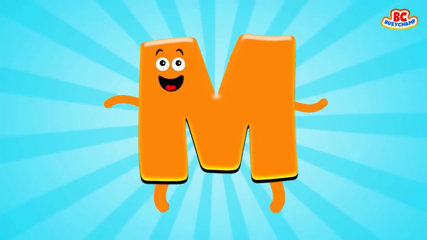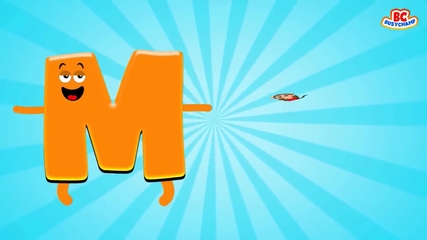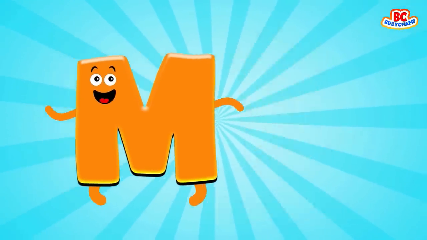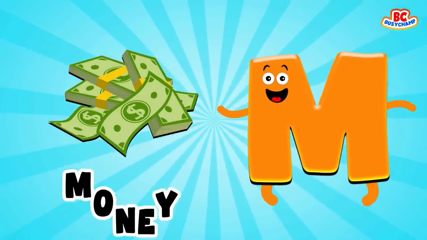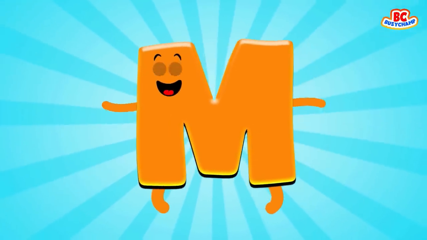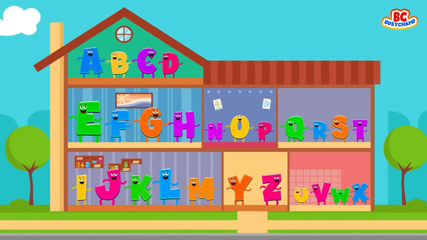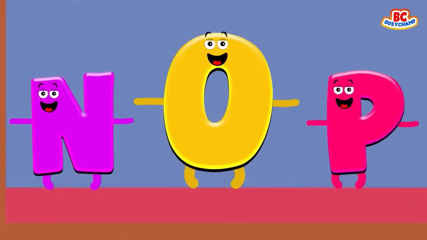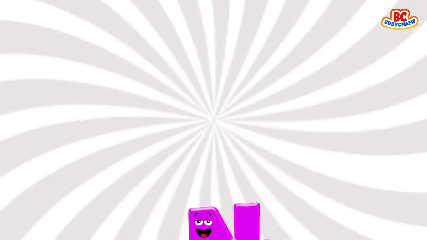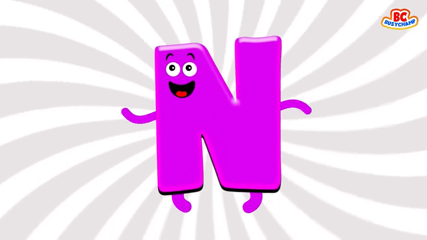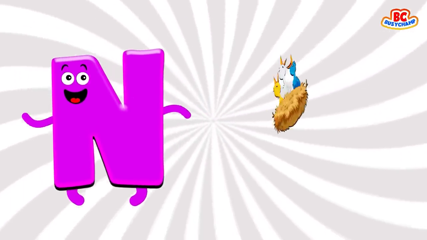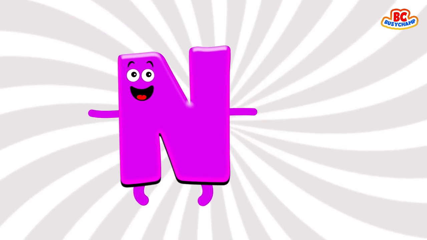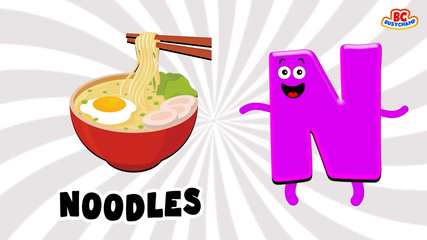Here comes the letter M. M. M says monkey. M says money. Here comes the letter N. N. N says nest. N says noodles.